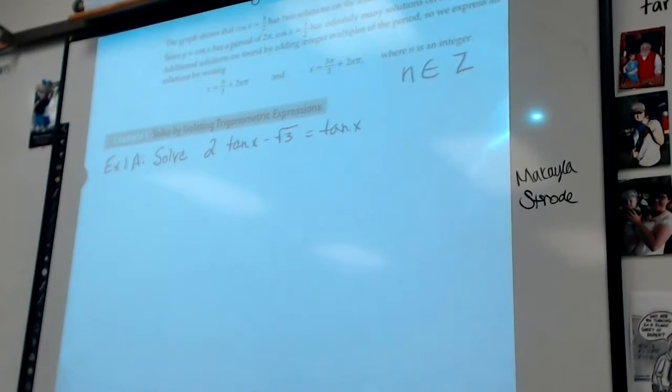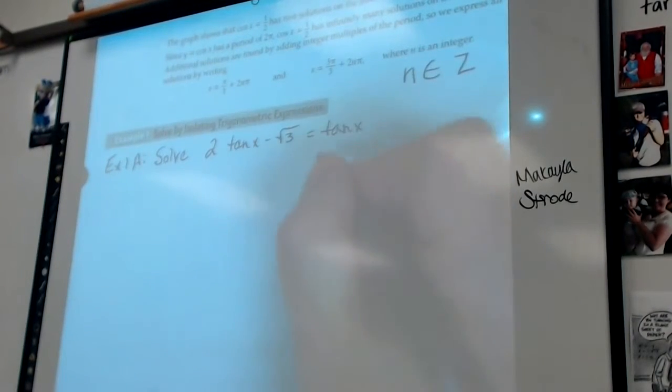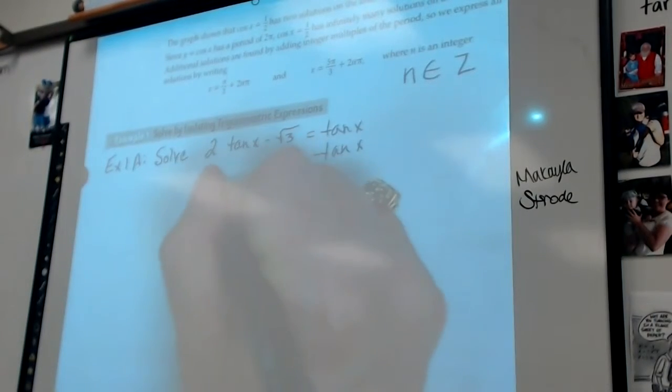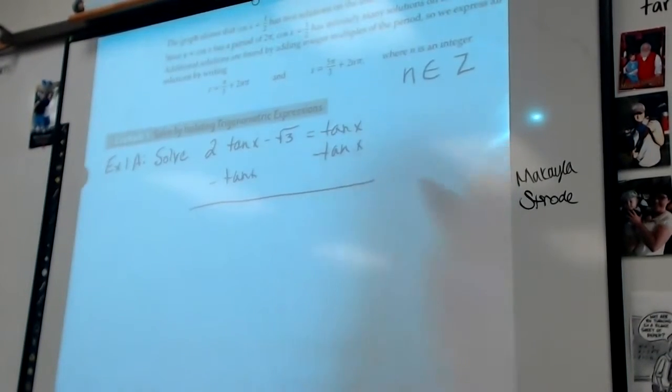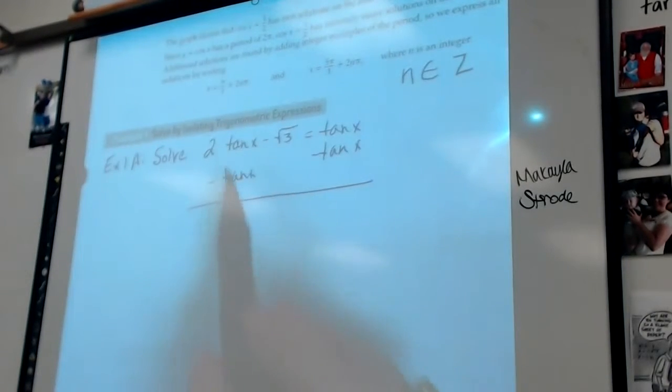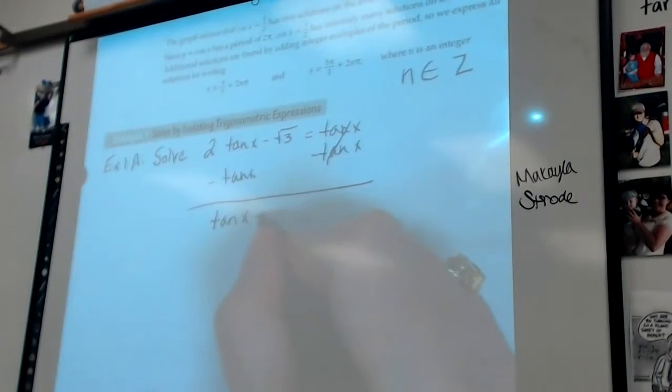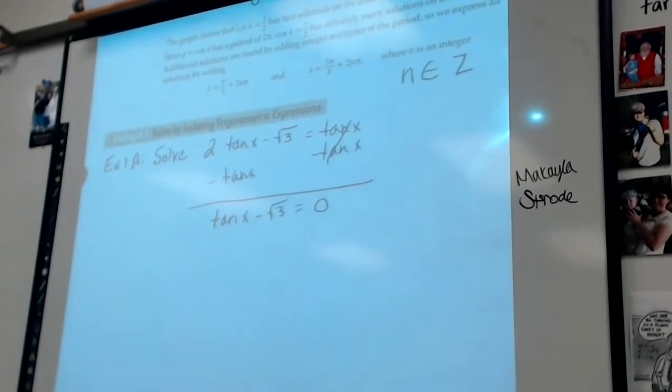Well, first thing we want to do is put our tangent x's together. So we've got 2 over here and 1 over here. The easiest thing to do would be to subtract tangent x from both sides. So 2 tangent x minus 1 tangent x would be how many tangent x's? 1. It'd be like 2x minus 1x. It's just 1x. So 2 tangent x minus 1 tangent x is just tangent x. Now these two cancel each other out. So we have tangent x minus the square root of 3 equals 0.